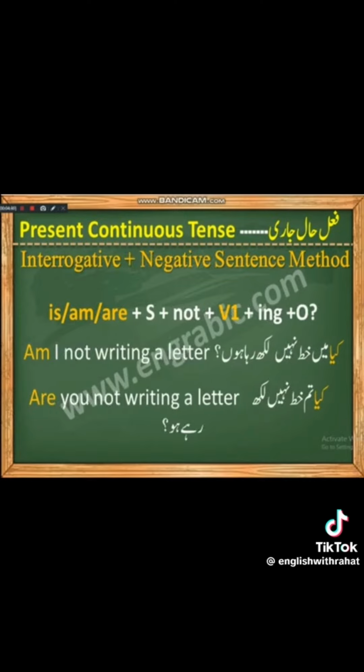And the interrogative plus negative sentences method and examples are: कैसे sentences जो सवालिया भी हों और मनफी भी हों उनका स्ट्रक्चर क्या है. Is, am, are helping verb फिक्रे के शुरू में ही आएंगे with subject plus not plus first verb ing plus object and question mark at the end. Like the examples क्या मैं खत नहीं लिख रहा हूँ. Am I not writing a letter? क्या तुम खत नहीं लिख रहे हो. Are you not writing a letter?